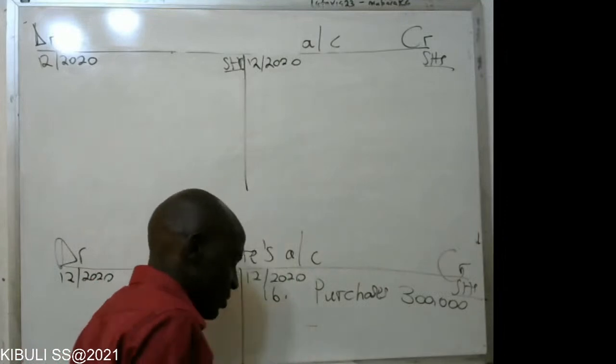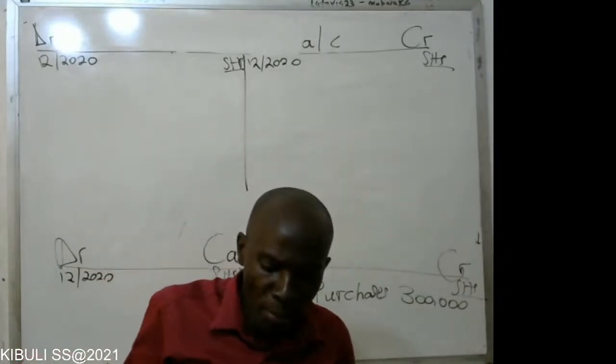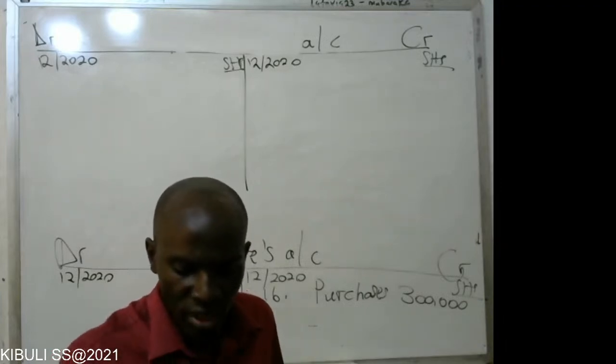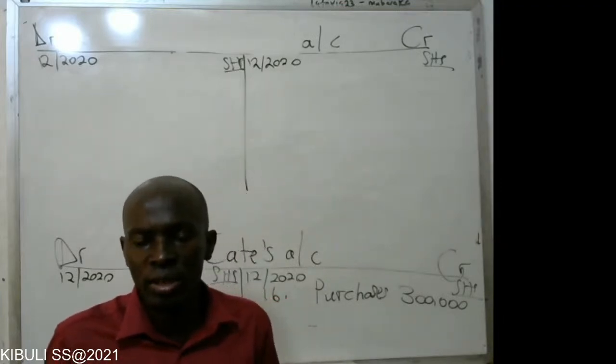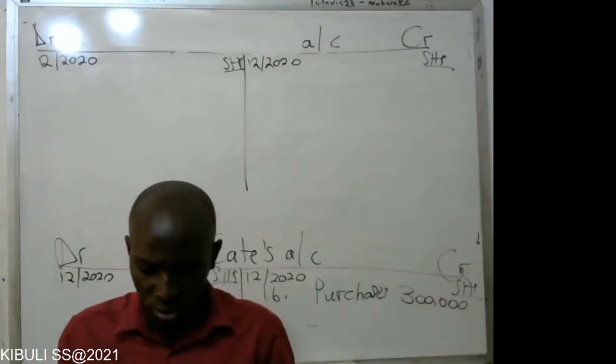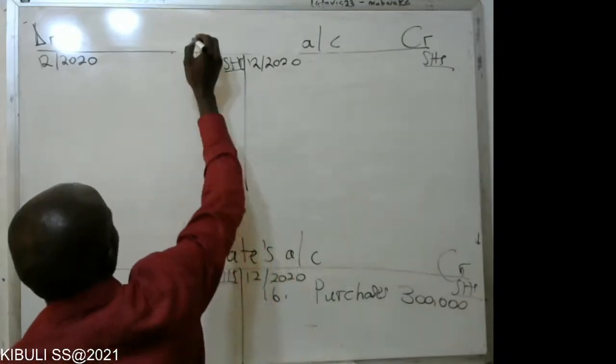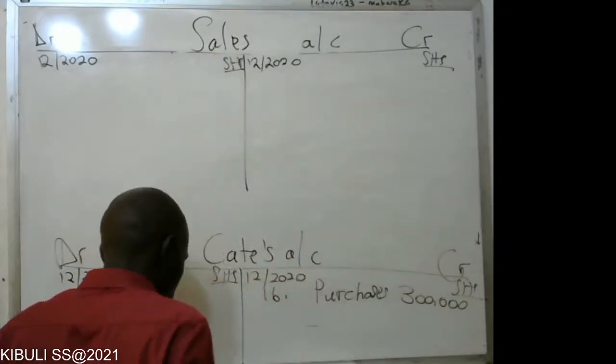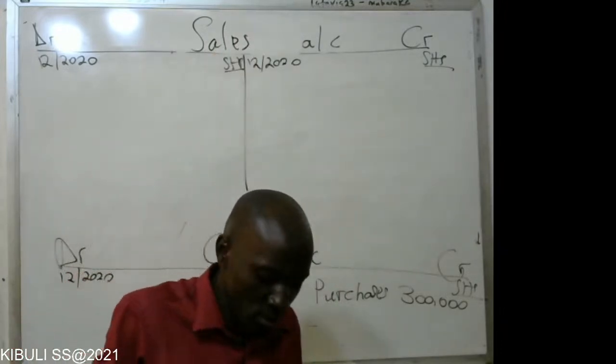Which other account is supposed to appear when you look at the transactions? So after purchases, you have there the sales account. So you can now create your sales account. So what is the first transaction in the sales account?